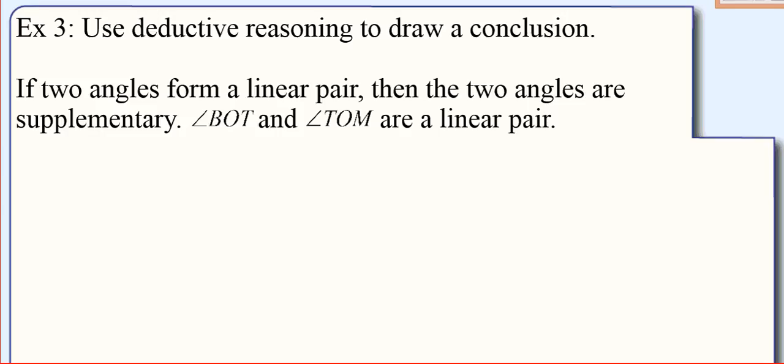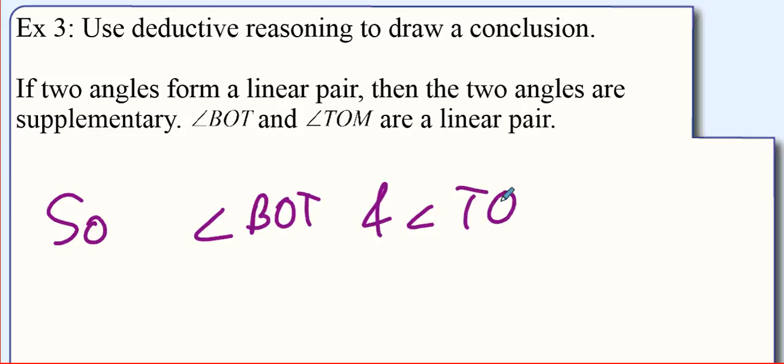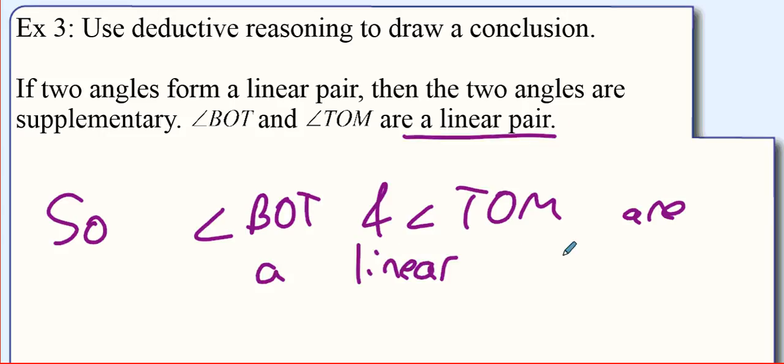So we can use deductive reasoning to draw a conclusion by stringing some arguments together. If two angles form a linear pair, then the two angles are supplementary. Then we're told that angle BOT and angle TOM are a linear pair. So that means angle BOT and angle TOM are also supplementary. You can draw a conclusion based off of a true premise.